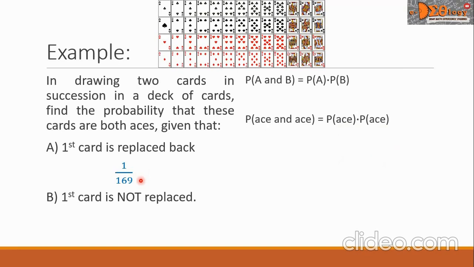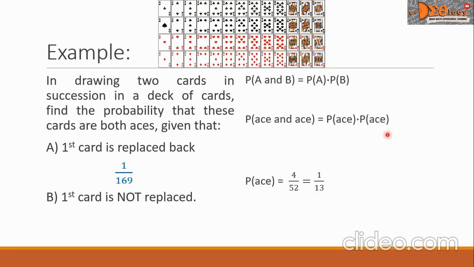Let us now solve for problem B. This time, the first card is not replaced. Taking now the probability of the ace on the first draw, we will have 4 over 52. We know there are 4 aces over 52 sample space. So let us simplify this into 1 over 13.